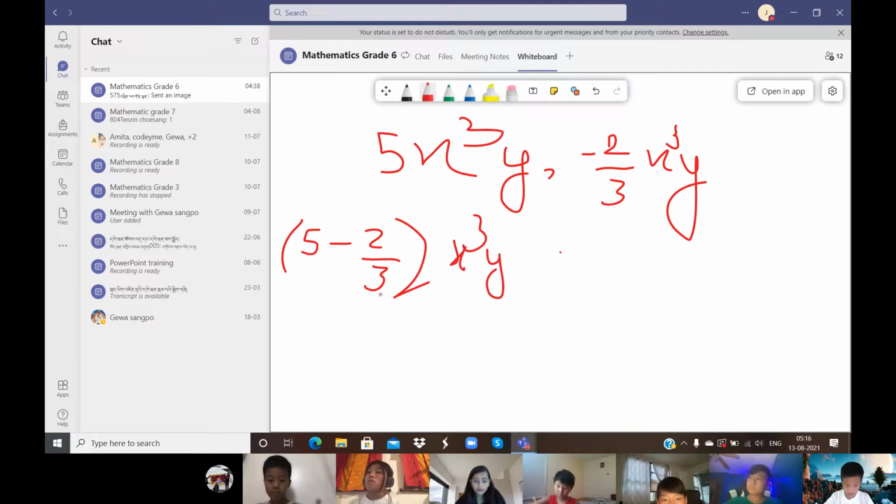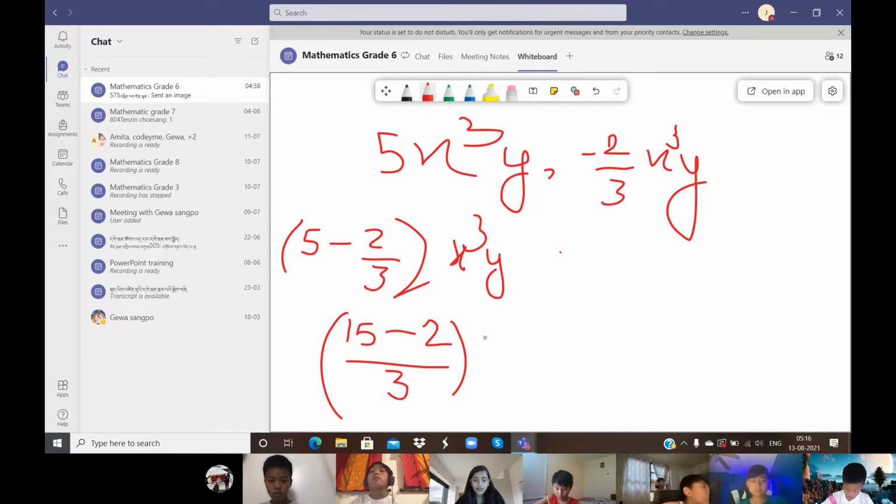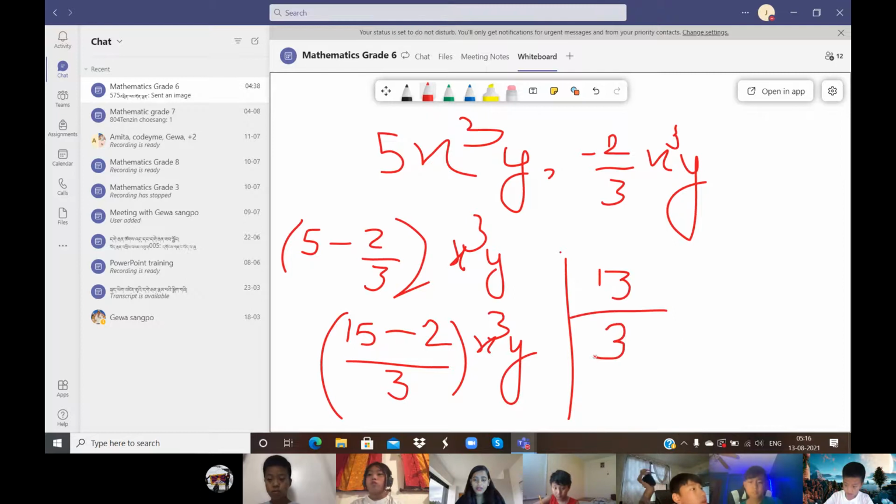So 3 fives are 15, minus 2 divided by 3, right? x cube y. So your answer will be 13 by 3 x cube y. Okay.